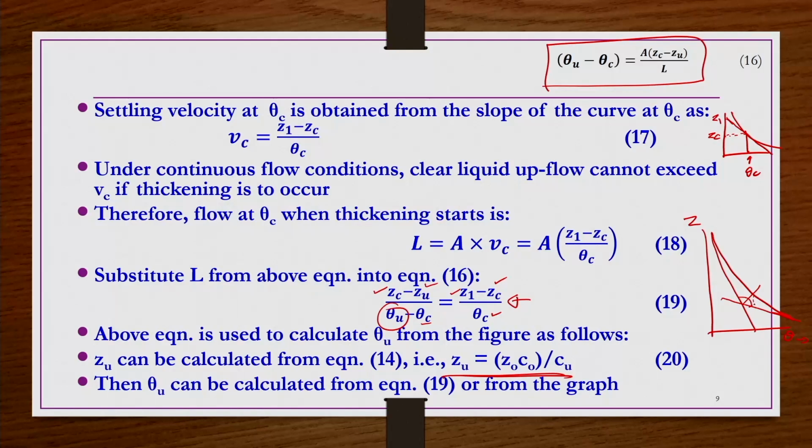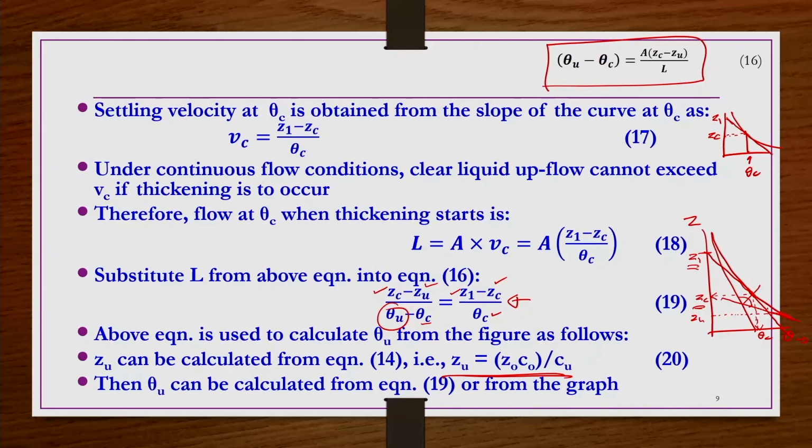That point corresponds to theta c, and the corresponding interface height is Zc. If you draw a tangent at theta equals theta c, it intercepts the y axis at some point, that is Z1. So Z1 is known, Zc is also known, and if you know the Zu, at that Zu you draw a constant horizontal line like this.